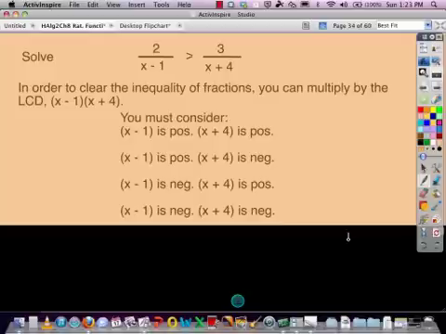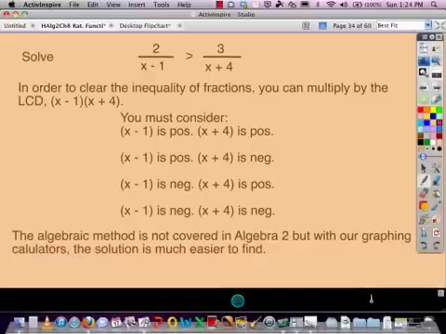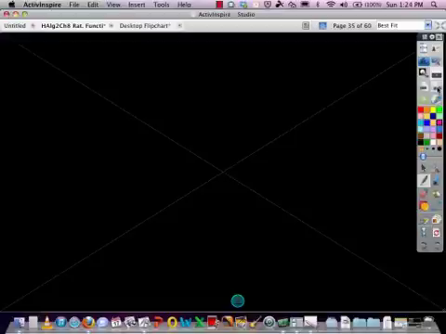In order to clear the inequality of fractions, you can multiply by the least common denominator, which we did before. But you still have to consider all four possibilities, and you don't know which one you really have. So therefore, the algebraic method is not covered in our course, but with our graphing calculators, the solution is much easier to find. So keep in mind what our equation was. We have two fractions. They are rational because of the x minus 1 and x plus 4 involved in them. So that's what you're going to see here.